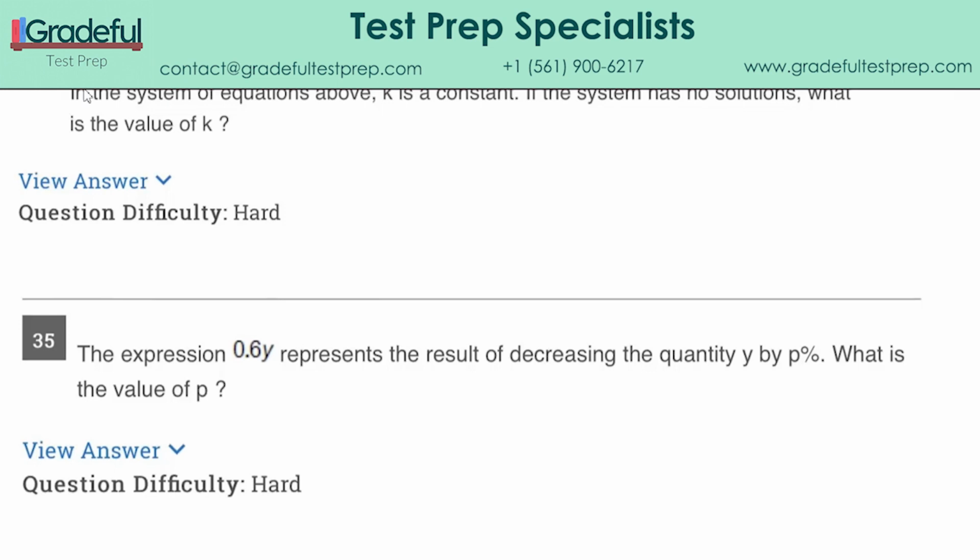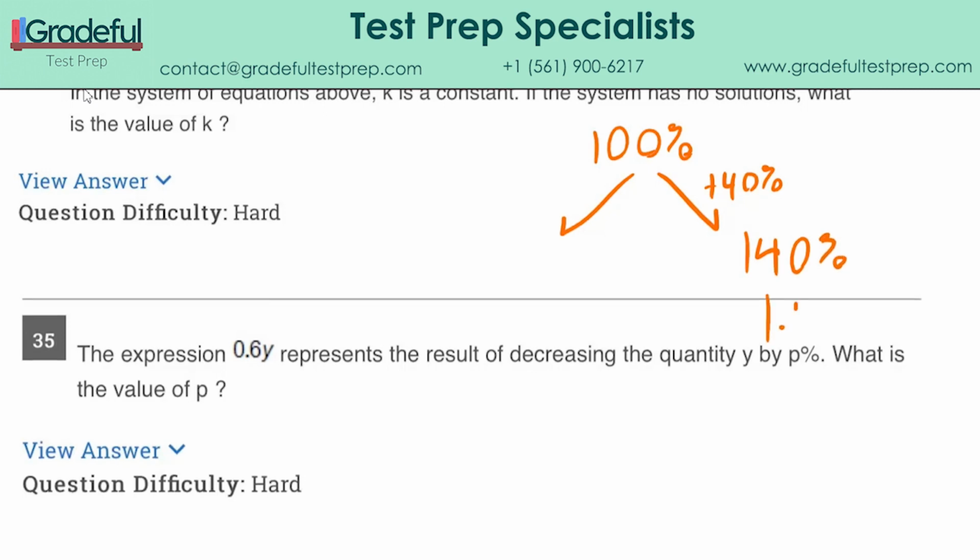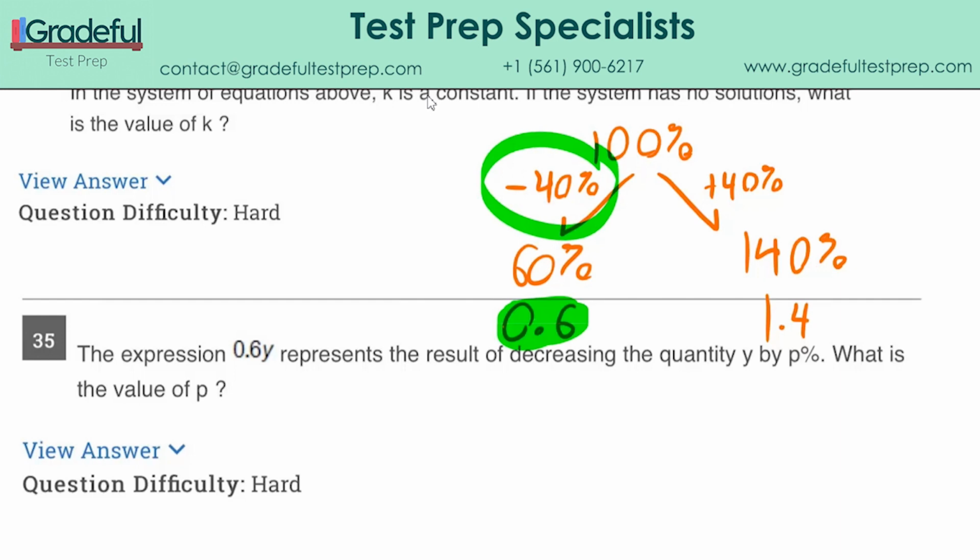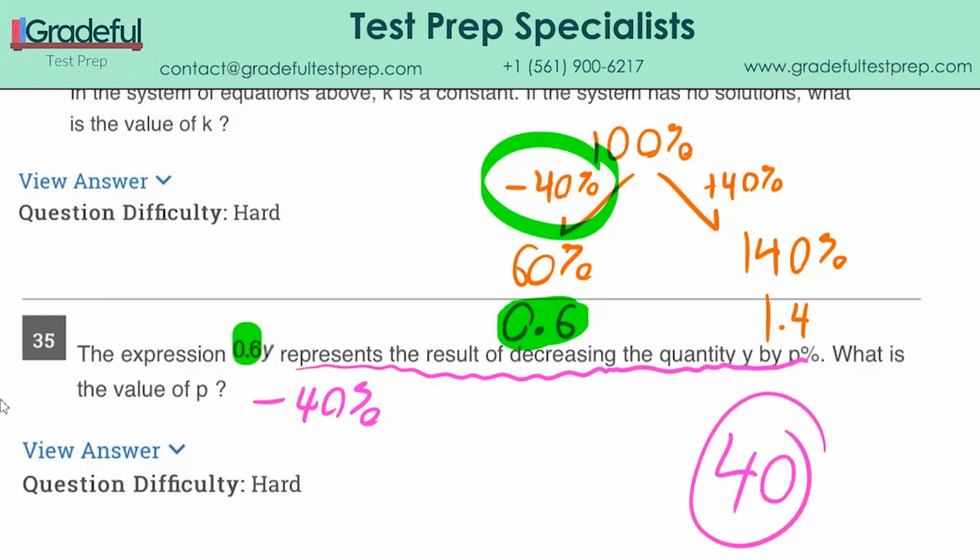35 is asking us about the idea of applying a percent increase or decrease, which we've talked about a couple of times in this video already. If I had 100%, let's just say, and I added 40% to that, I increase it by 40%, it goes to 140%, which would be the same as multiplying it by 1.4. But if I took away the 40%, then that would take me to 60%, which is 0.6. So multiplying something by 0.6 is the same as decreasing it by 40%. And that's exactly what happened here. It was multiplied by 0.6, which meant that it was decreased by 40%. So 0.6y represents the result of decreasing the quantity by what percent? By 40, and that's our answer for number 35.